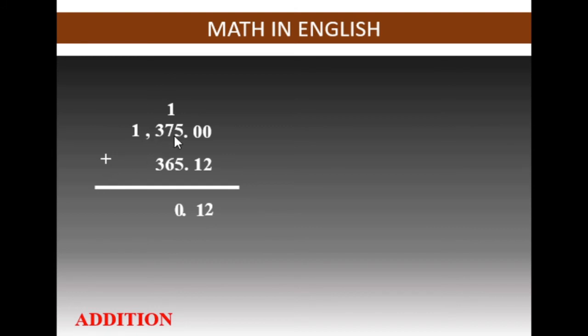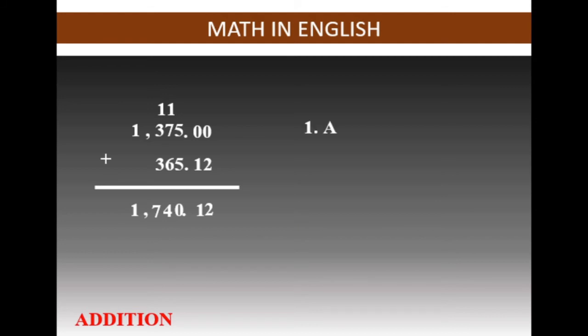1 plus 7, you have 8. 8 plus 6, you have 14. Carry 1 again. 1 plus 3, you have 4. Plus 3, you have 7. And then bring down the comma and bring down 1. So you have your answer, 1,740.12. What are the steps?